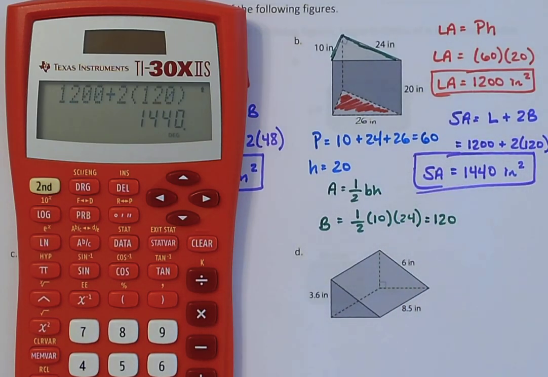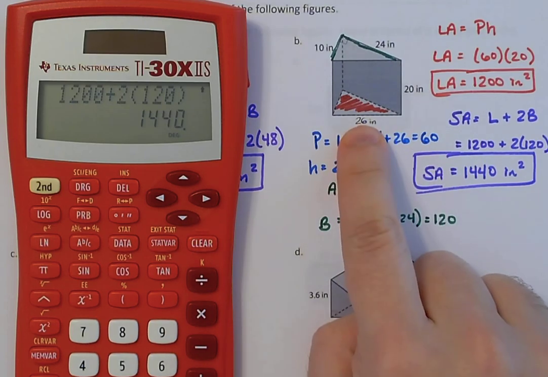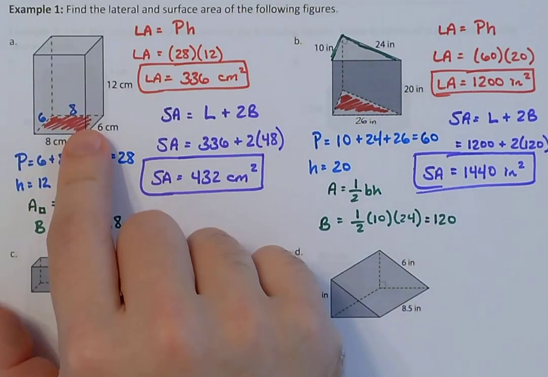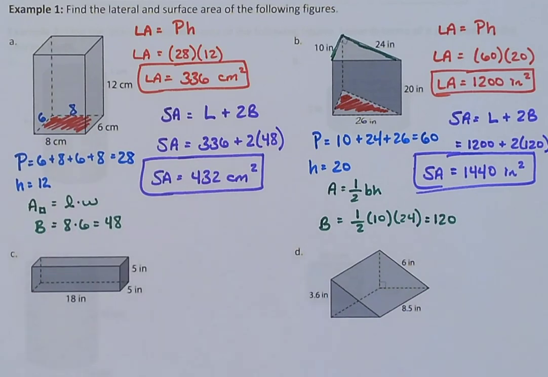And that is how you go through and figure out the lateral and surface area of a triangular prism. Start with lateral area. Find the perimeter of your base, multiply it by the height of the prism. That tells you your lateral area. To figure out surface area, you're going to take your lateral area, add it with 2 times the area of your base. So you have to figure out the area of your base, in this case a triangle, and as we saw with part A, in this case a rectangle. And then that tells you lateral and surface area for your prisms.